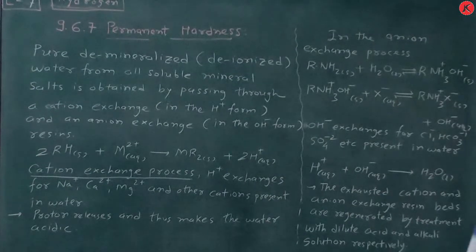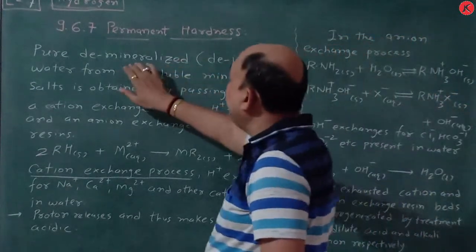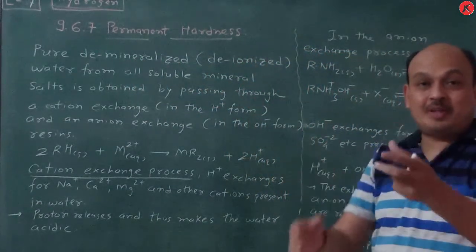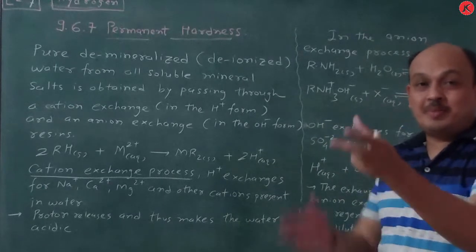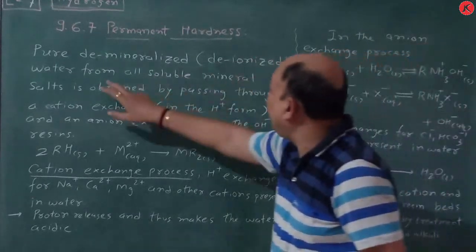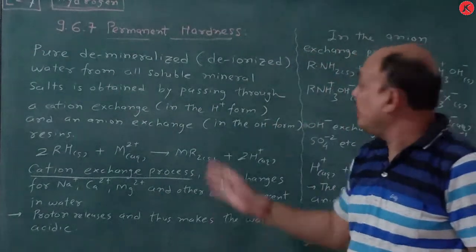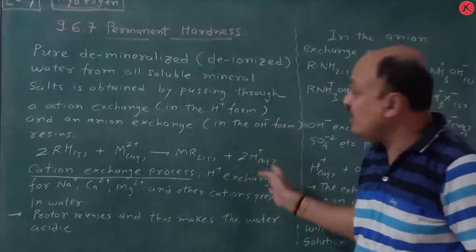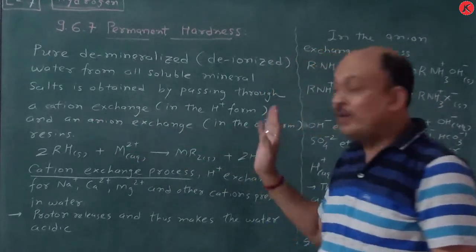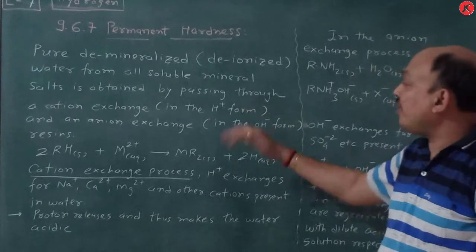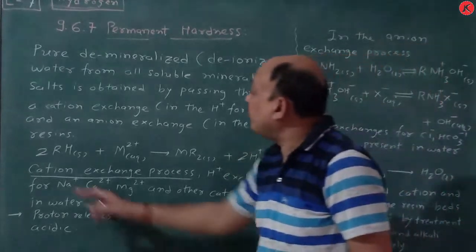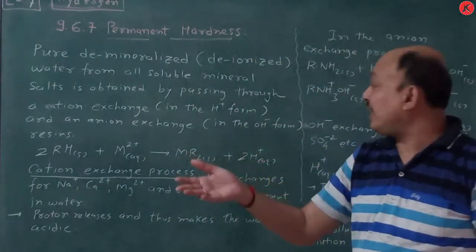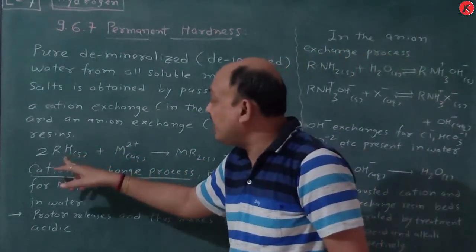Now see permanent hardness in terms of pure demineralized, deionized water. Demineralized water, free from all soluble mineral salts, is obtained by passing water through a cation exchanger in the H+ form and an anion exchanger in the OH- form. That means resin is used. Suppose this RH, that is RSO3H, is treated with solutions containing H+ ions.